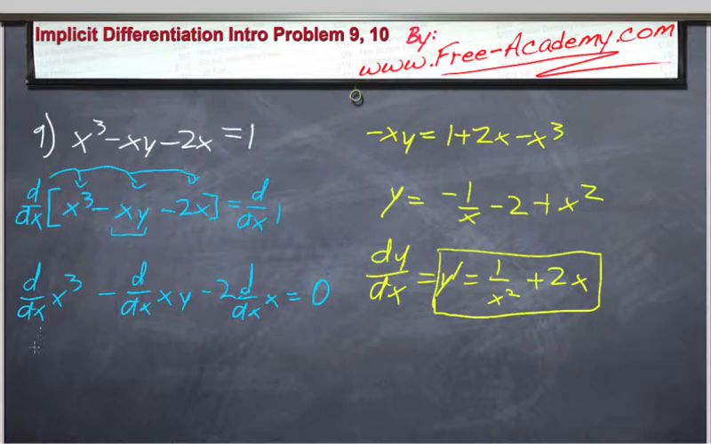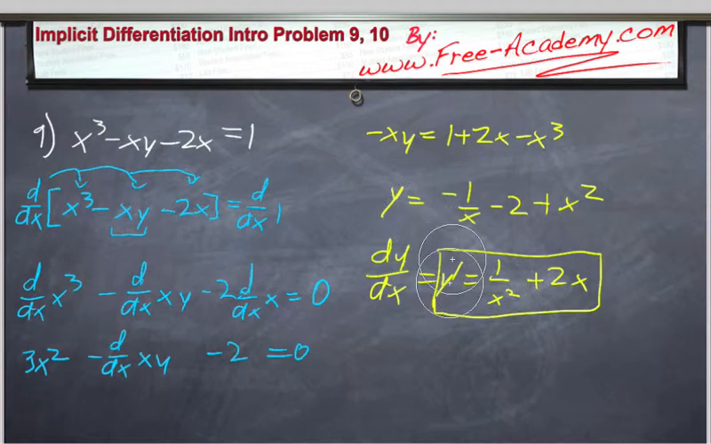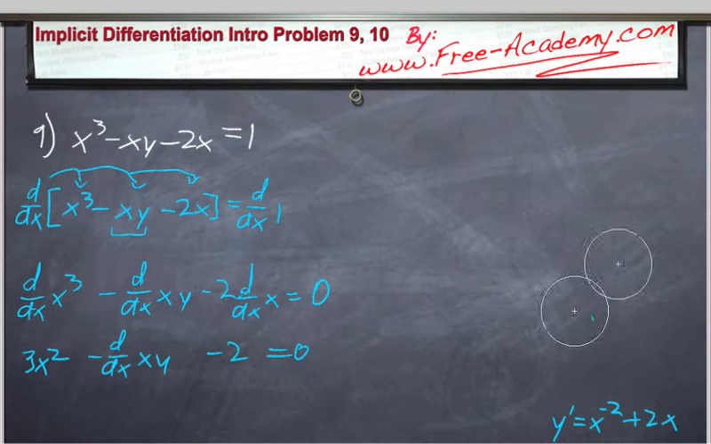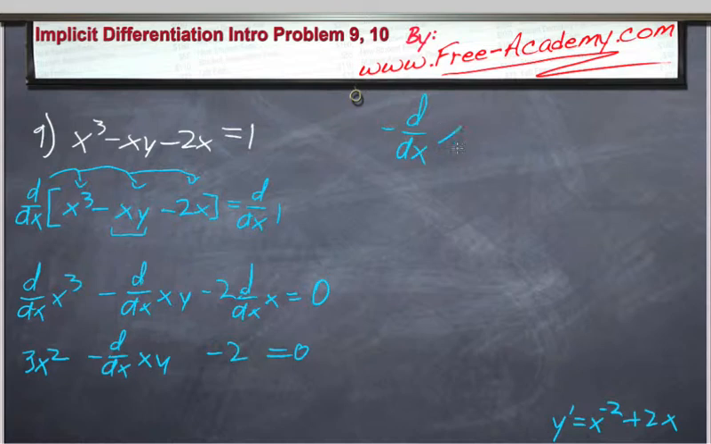So let's do the terms that we know how to do right away. The derivative with respect to x of x to the third is 3x squared. And the derivative with respect to x of x is equal to 1. So now we just need to find the derivative with respect to x of x times y. Now let me take this result and write it into the corner down here. y prime is equal to x to the negative 2 plus 2 times x. So that way I can clear up some room here. And let's just find the derivative with respect to x of x times y.